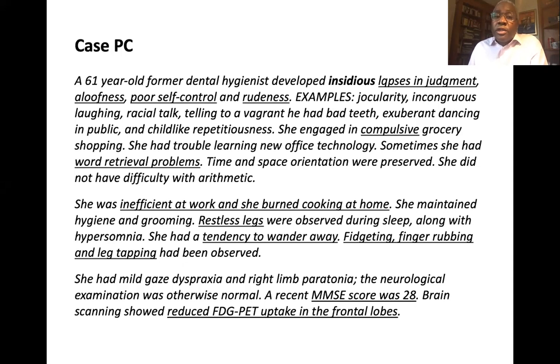Now, interestingly, her orientation to time and to space were fine. This is typical of frontotemporal dementia: they are able to keep track of time and they're able to navigate the environment, and that can persist until a very late stage. And she didn't have any trouble with arithmetic, and that's also typical of frontotemporal dementias. But she was making mistakes at work and at home.